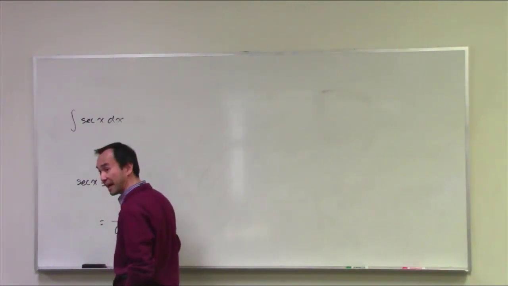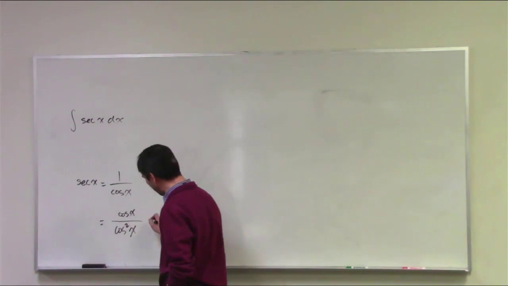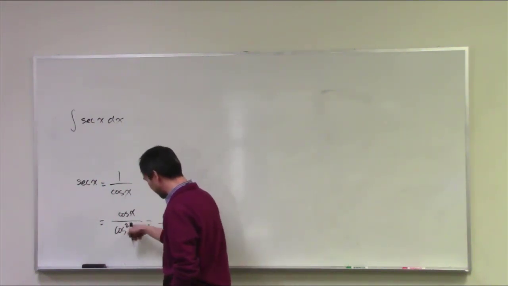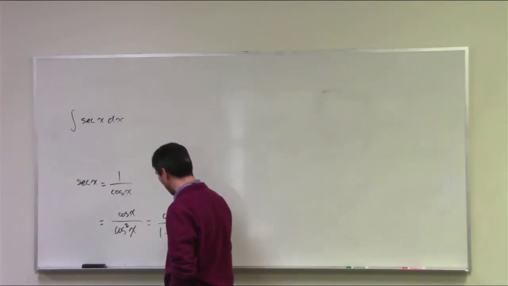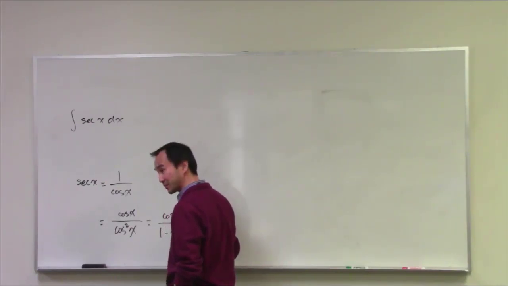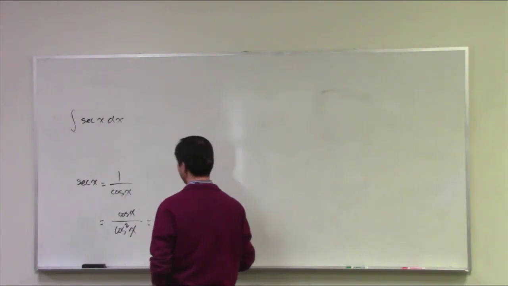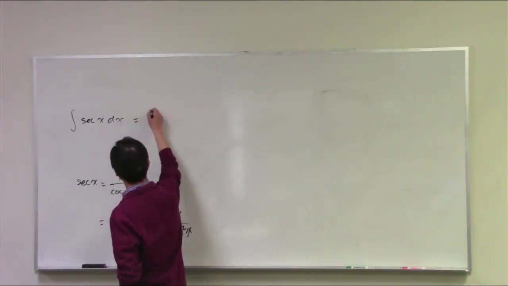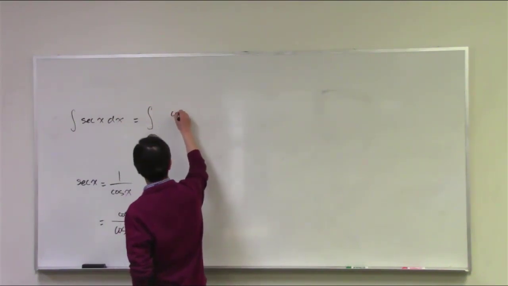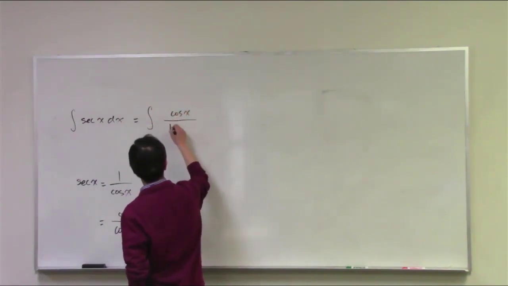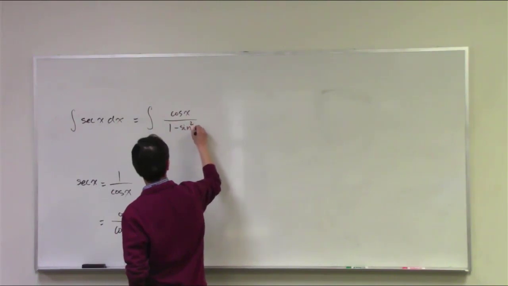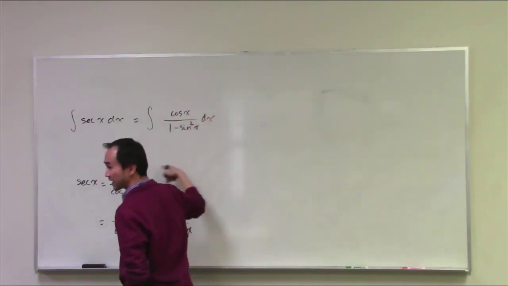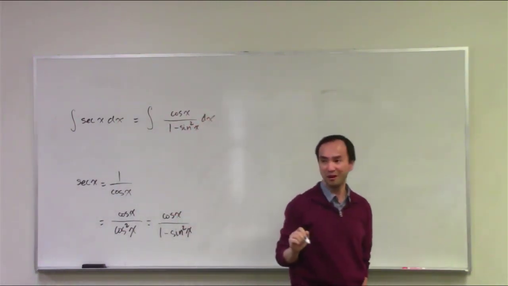Nothing unusual with the algebra, right? But that means we can make that a little further: cosine of x over, and I'm going to turn the cosine squared into 1 minus sine squared. Okay, let's keep that plan. So that means I'm going to rewrite my integral as cosine of x over 1 minus sine squared of x dx.